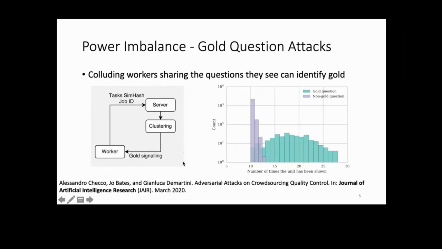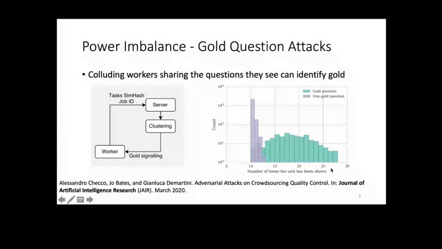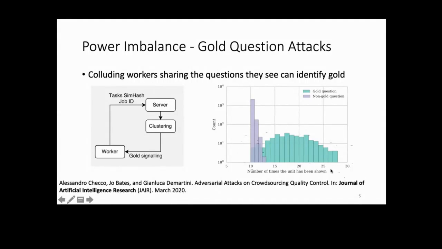So how this works is based on the frequency, right? We said gold questions are very few compared to the entire set of questions, and this means they will need to appear much more frequently than any other question, the non-gold questions. If we look from a real data set at how often gold questions are being shown to crowd workers as compared to the non-gold questions, it's very easy to distinguish, right?